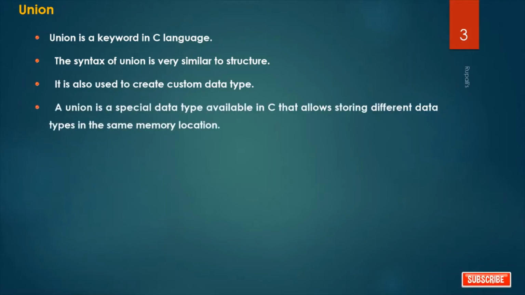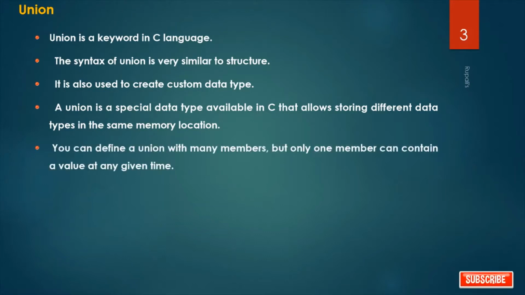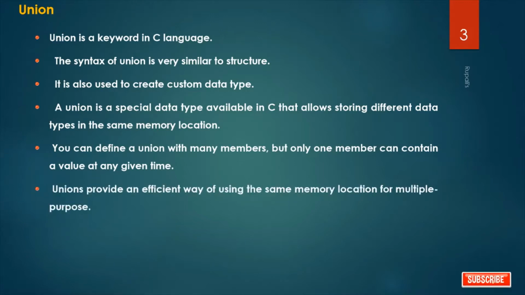A union is a special type available in C that allows storing different data types in the same memory location. Within union, there may be different data types available, but they can share the same memory location. You can define a union with many members, but only one member can contain a value at a given time. Union provides an efficient way of using the same memory location for multiple purposes.